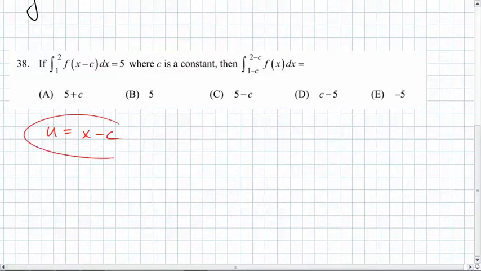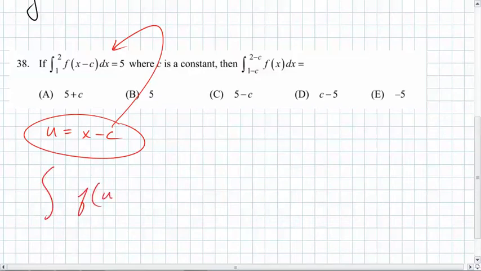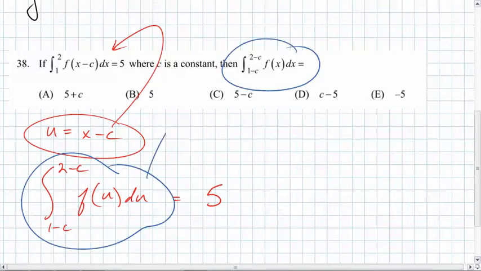So what does this become? If I take this and plug it in here, you get the integral of f of what? F of u, du. From what to what? X minus c, so it's going to be 1 minus c to 2 minus c. So if we know that this thing is equal to 5, what does this thing have to equal? It also has to equal 5. But what's the only difference between this and this? X and u. Does changing the name of the variable change the overall value of the integral? No. So by this logic, what do we think the answer is? We think it's B. Let's check.